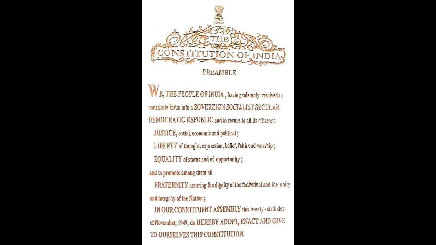The Constitution of India, Preamble. We, the people of India, having solemnly resolved to constitute India into a sovereign, socialist, secular, democratic republic and to secure to all its citizens justice, social, economic and political, liberty of thought, expression, belief, faith and worship, equality of status and of opportunity, and to promote among them all fraternity, assuring the dignity of the individual and the unity and integrity of the nation. In our Constituent Assembly, this 26th day of November 1949, do hereby adopt, enact and give to ourselves this Constitution.